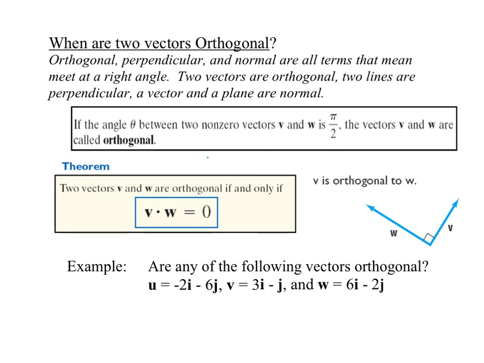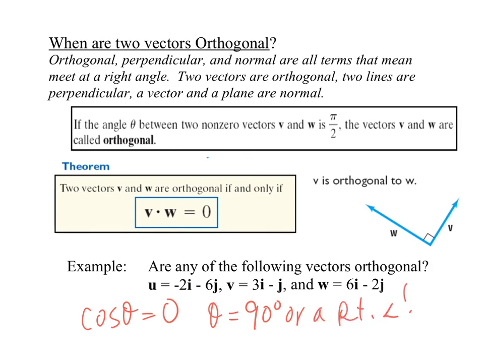And the formula or the test is, is their dot product 0? If their dot product is 0, then you're going to have the cosine of theta equals 0. And we know that's true when theta is 90 degrees or a right angle. Okay, I'm going to pause it here, check out the example, and see if you can determine if any of the following vectors are orthogonal. First check vectors U and V, then check V and W, and lastly check U and W. I will pause it here and you should as well.